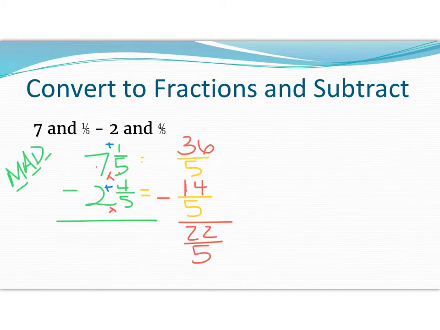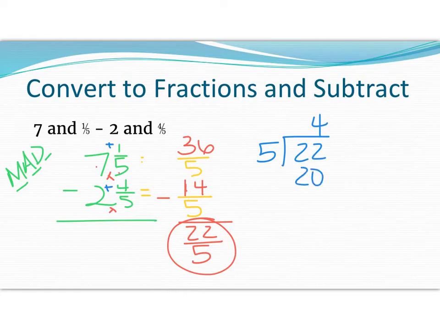Now you need to go back to a mixed number, and to do that, remember a fraction bar means divide. 22 divided by 5. 5 goes into 22 4 times. 4 times 5 is 20, and when you subtract, you get 2. This 2 becomes the numerator, and your divisor of 5 becomes your denominator.